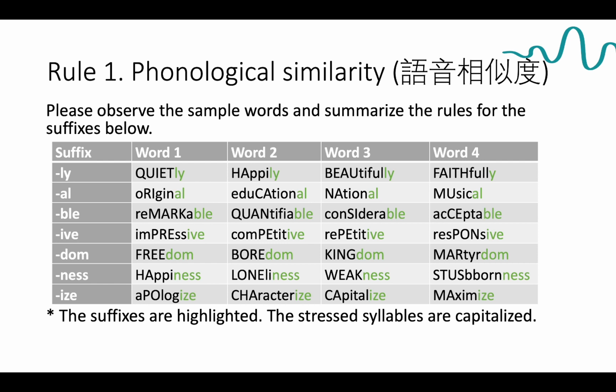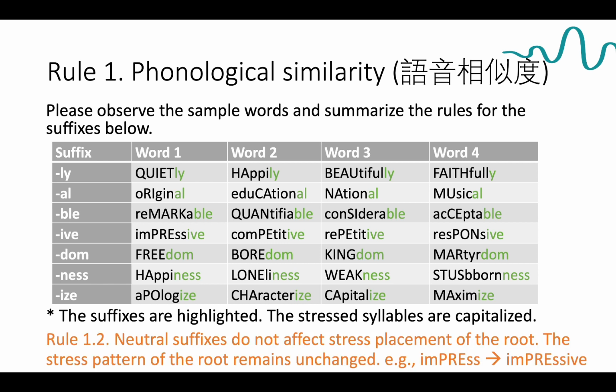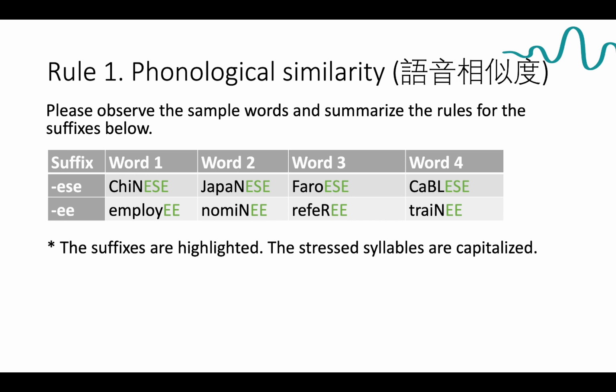These suffixes are called neutral suffixes. These suffixes generally do not affect word stress placement of the root. It means that the stress pattern of the root remains unchanged even after the suffix is attached at the end. For example, the root of impressive is press, which has the primary stress. When the suffix -ive is attached to impress and forms the new word impressive, the primary stress is still on the root, press.